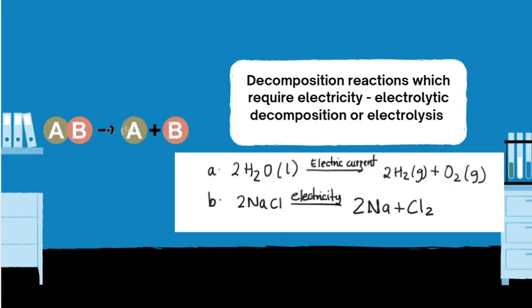The third type of decomposition is the decomposition reaction which requires electricity, electrolytic decomposition, also known as electrolysis. Let us look at two examples under this as well, which is 2H2O, which is a liquid, under electric current gives us 2H2, which is a gas, plus O2, which is once again a gas. The next example is 2NaCl. Under electricity it will give us 2Na plus Cl2.